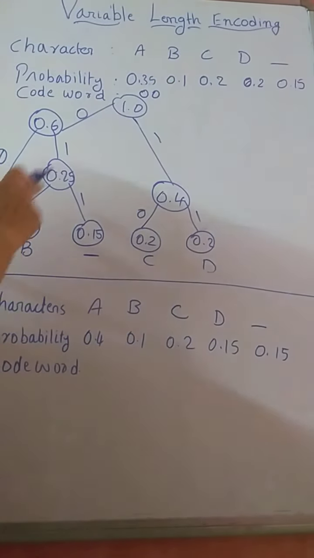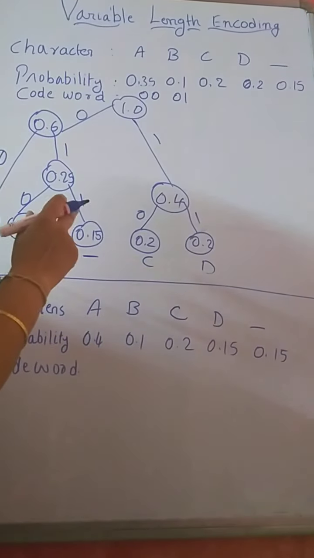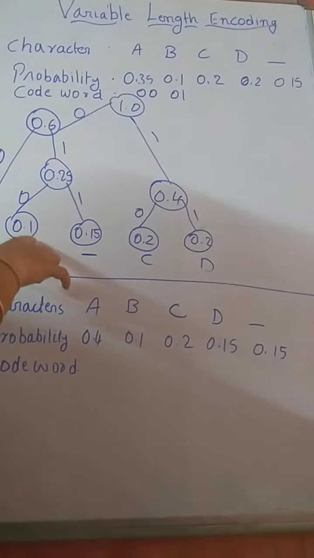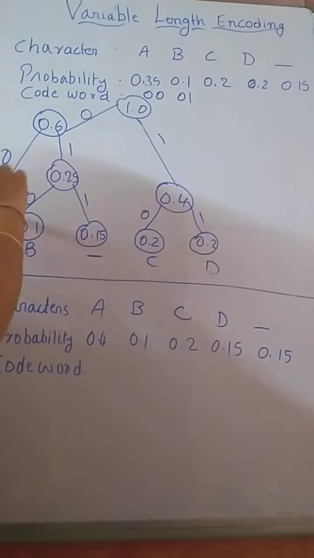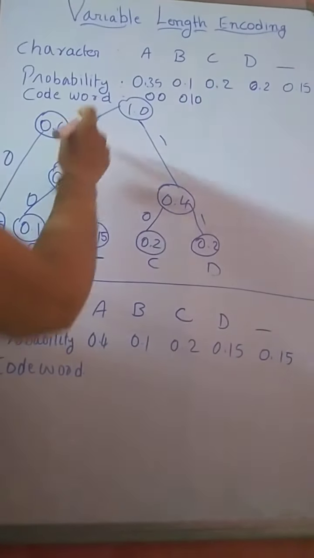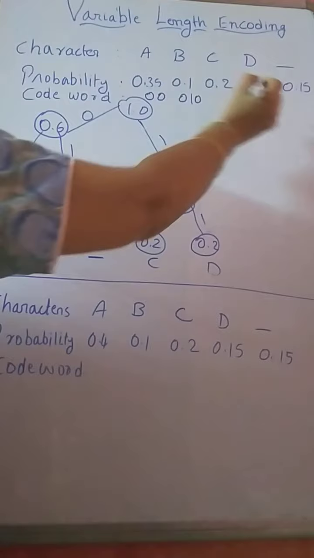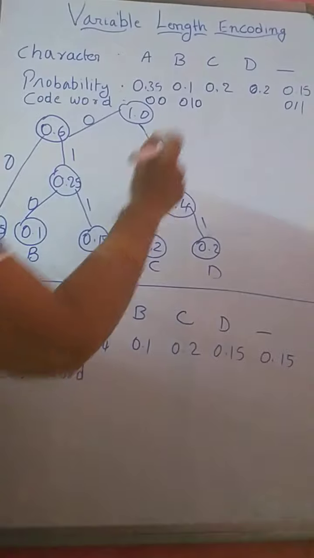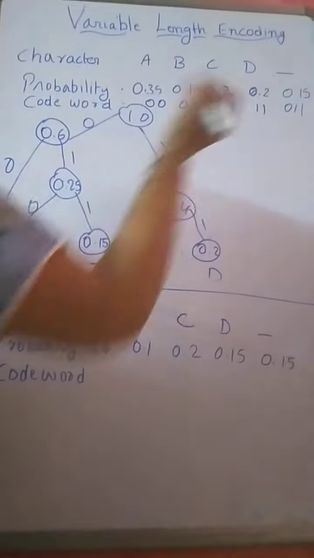What is the code word for the B? 0, 1. Travel from the root to that particular leaf node. So traveling towards the A from the root is 0, 0. Towards B is 0, 1, 0. And to the underscore it is 0, 1, 1. Next for C it is 1, 0. And for D it is 1, 1. Okay.